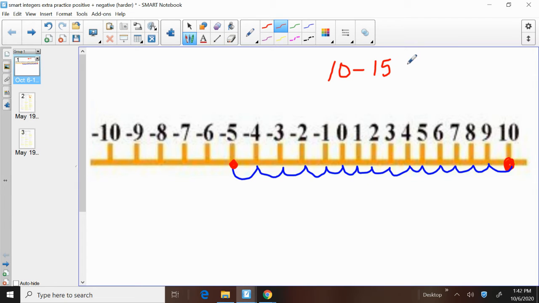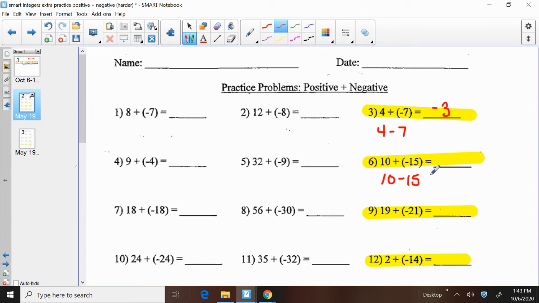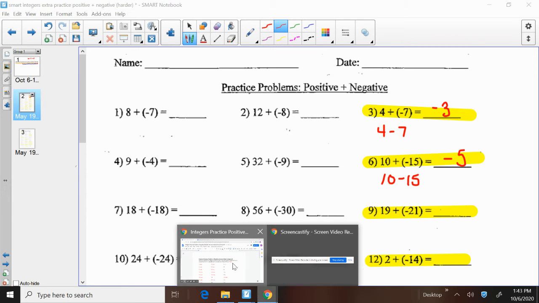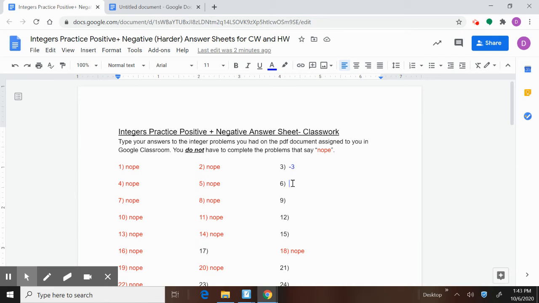So 10 minus 15 equals -5, or 10 plus a -15 equals -5. And again, if I had my answer sheet, I would just type my answer for number 6 is -5. And there I go. There's my answer.